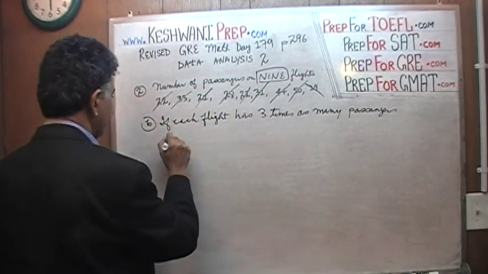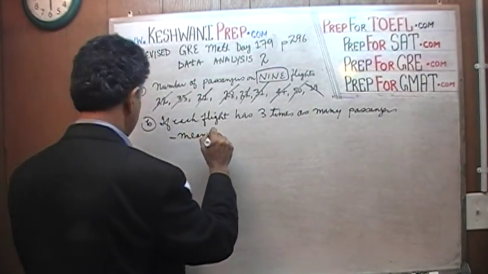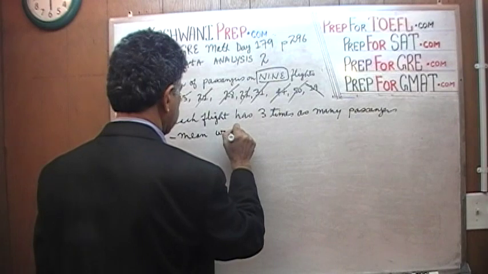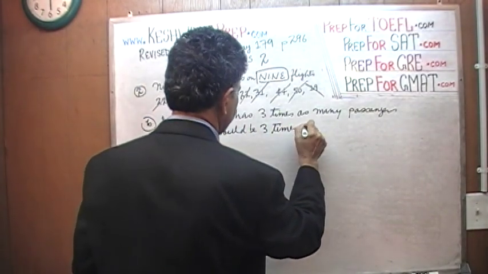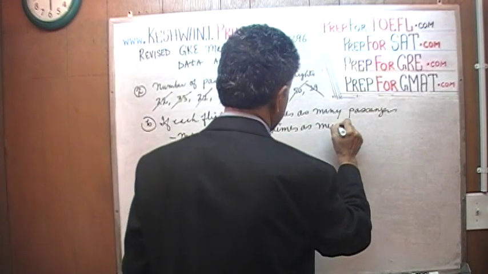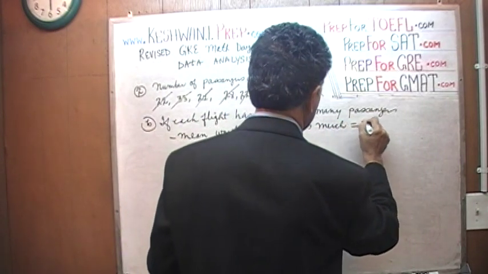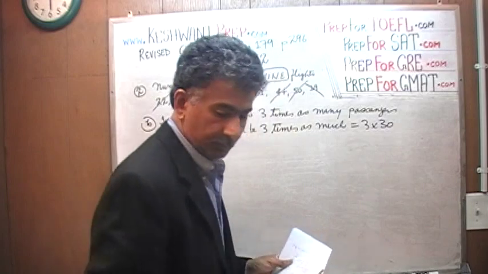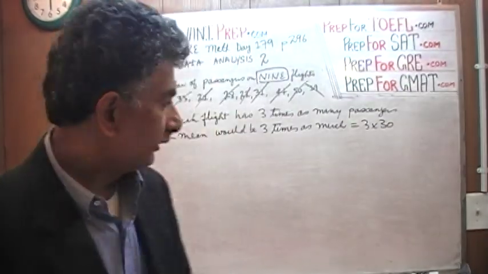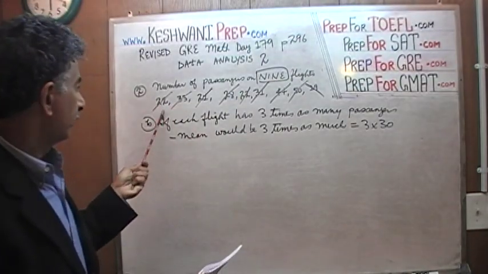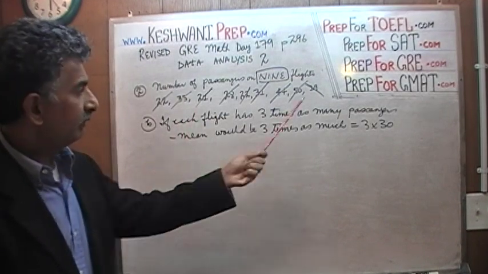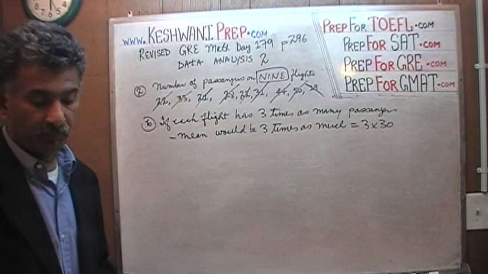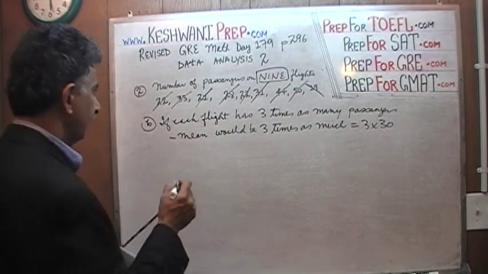well, in that case, the mean would be 3 times as much. Why? Because every single observation is 3 times as much. Instead of 22, this is 66. Instead of 33, it is 99. This is 63. Every single one of them is 3 times as much, which means the mean is going to go up by 3 times as much. That's all it is. Same thing with the mode.